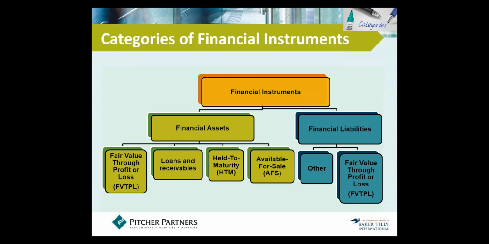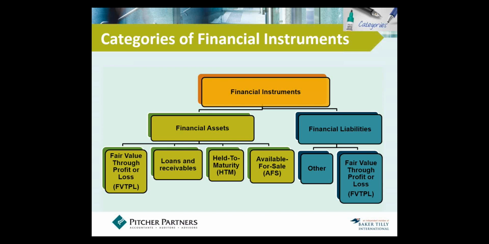So if you look at the categories of financial instruments, first of all, we've got financial assets, obviously, and financial liabilities. For financial assets, we've got 4 categories. It could be fair value through profit or loss. It could be loans and receivables. It could be held to maturity, or it could be available for sale. And I'll say up front, available for sale is a rubbish name, and it's no longer in AASB 9.